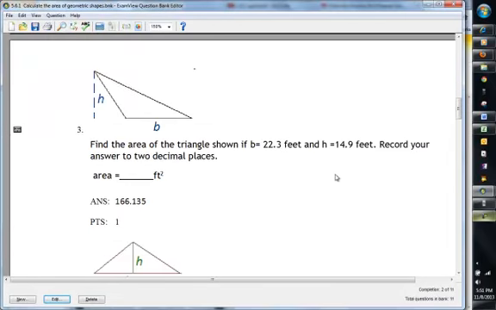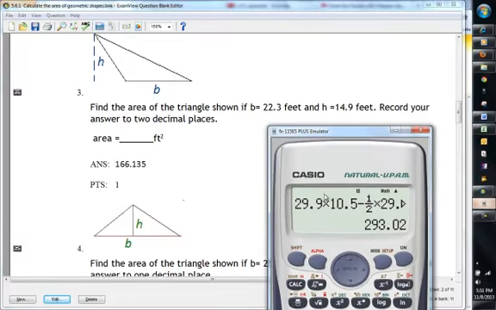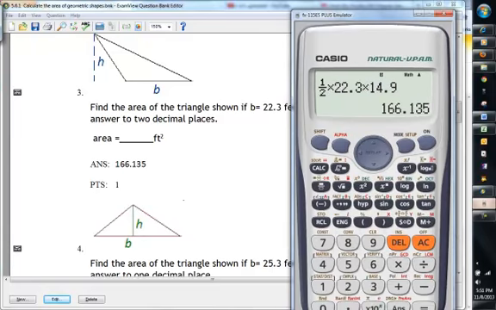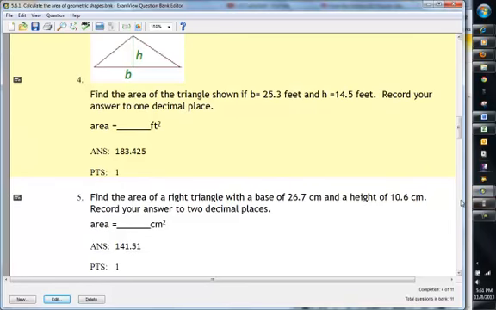Next one. Find the area of the triangle. Area of a triangle is 1/2 base times height. So we would take 1/2 times base, which is 22.3, times height, which is 14.9, and we get 166.135.